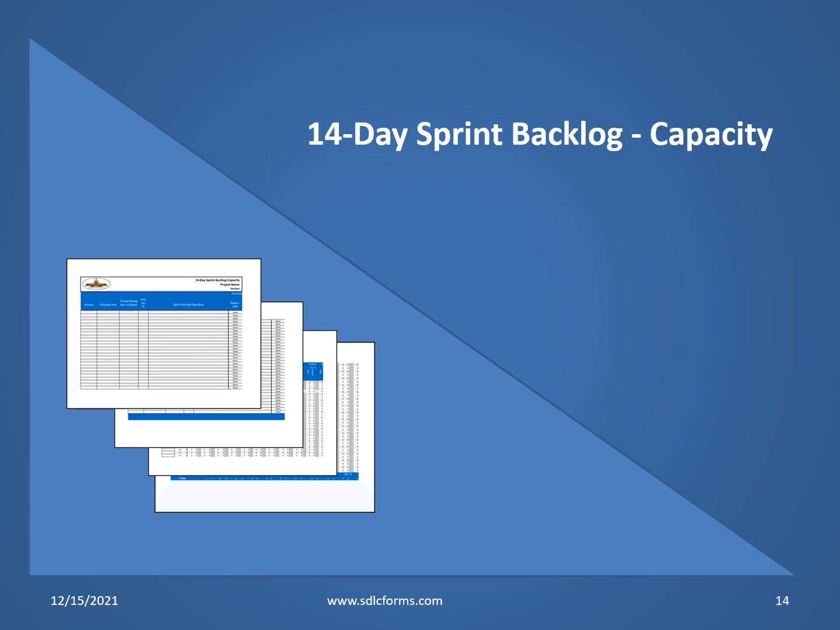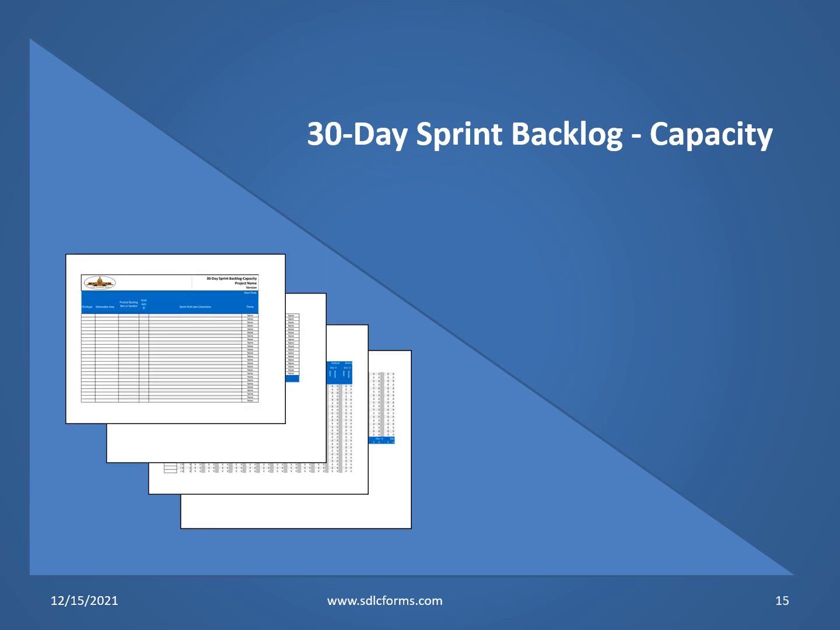The 14-day sprint backlog contains the output of a sprint planning meeting. It contains a list of tasks that the Scrum team needs to complete during the sprint in order to convert a selected set of product backlog items into deliverable functionality within a period of 14 days. The 30-day sprint backlog is a 30 days version of the backlog.